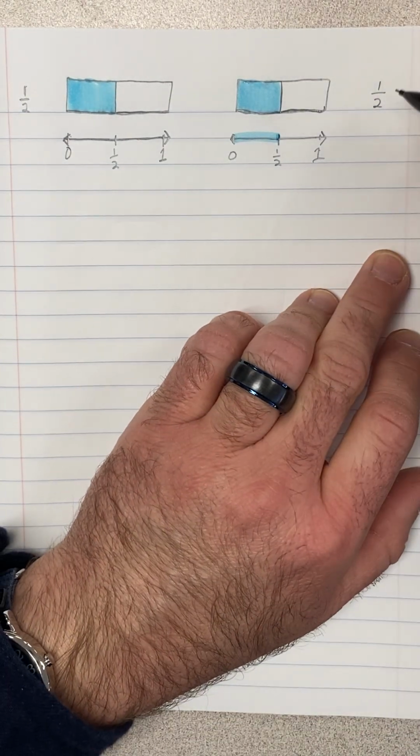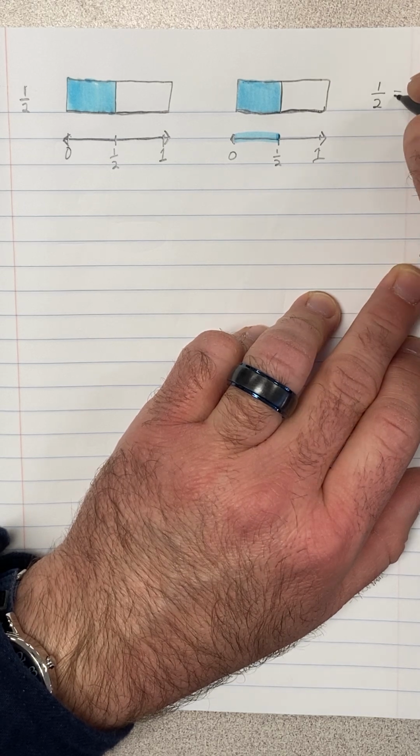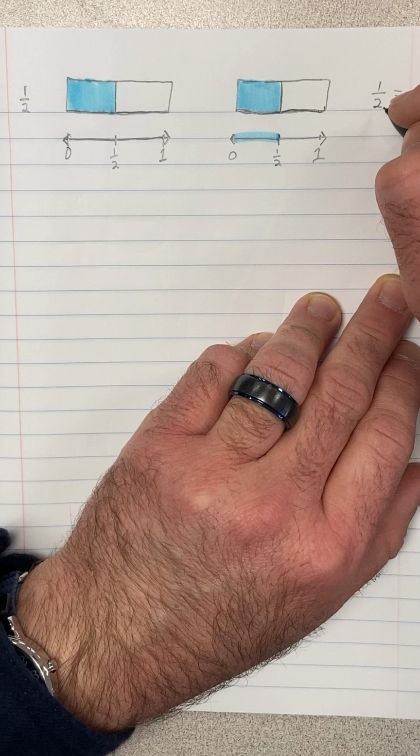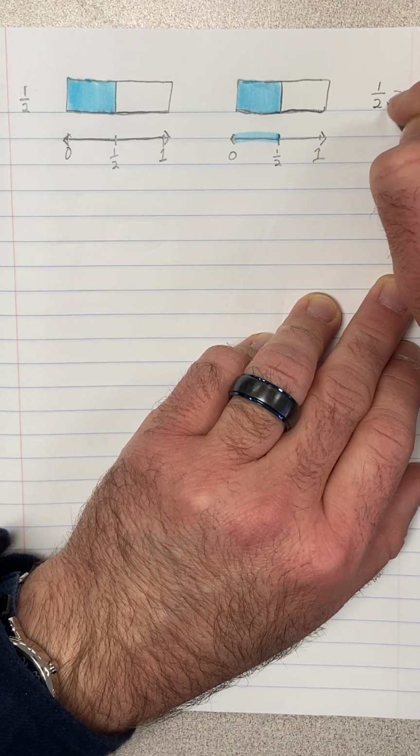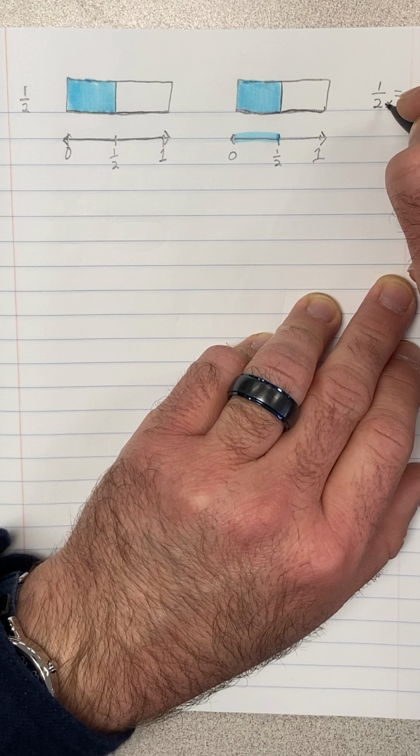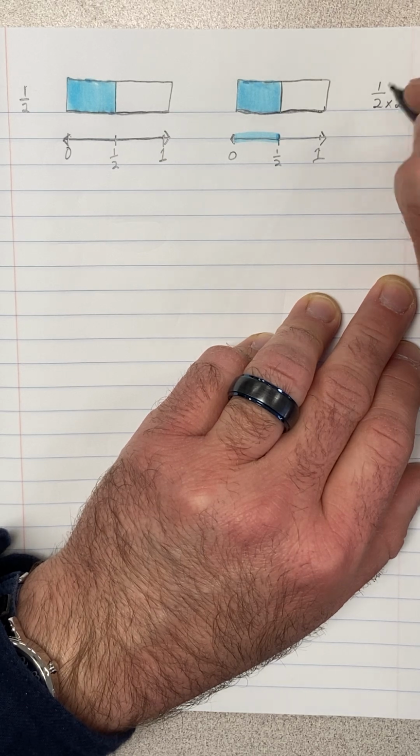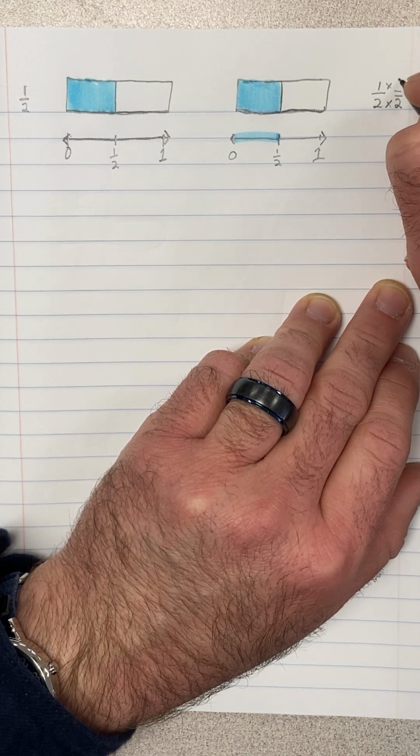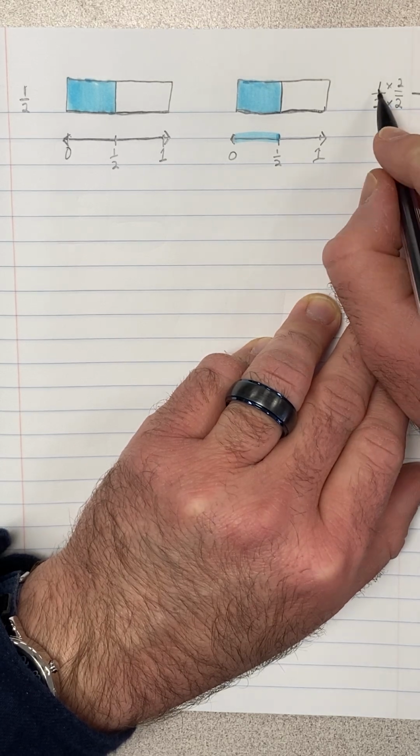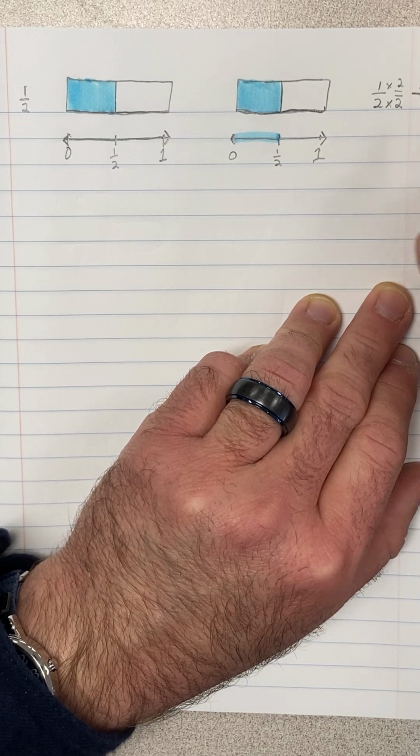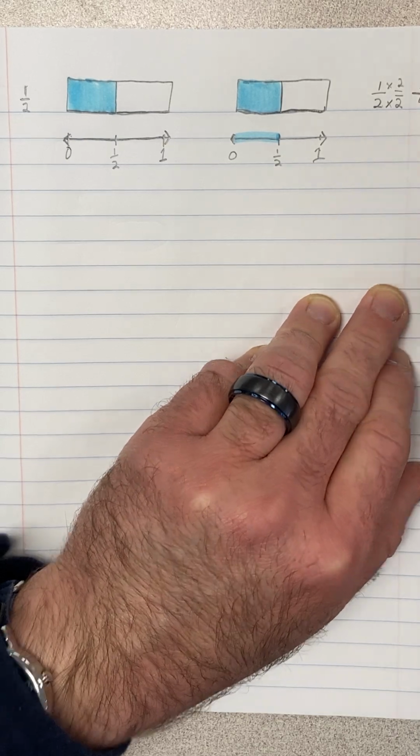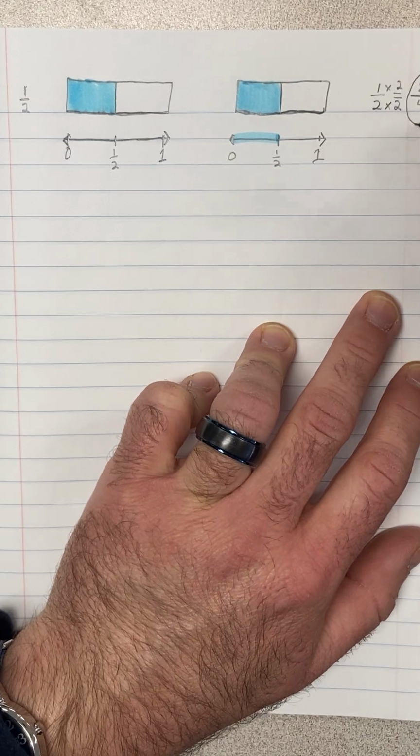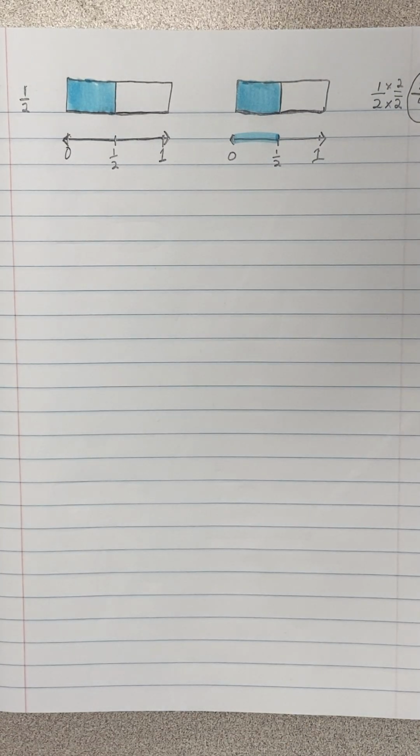Now, a lot of us learn to find an equivalent fraction: let's multiply the denominator. For example, let's multiply this denominator by 2. And if the denominator gets multiplied by 2, the numerator must be multiplied by 2. And it generates an equivalent fraction of 1 times 2 is 2, and 2 times 2 is 4. So here we see that 2/4 is equivalent to 1/2, but let's see why that works.